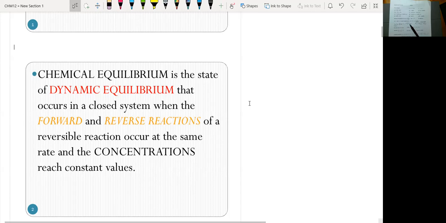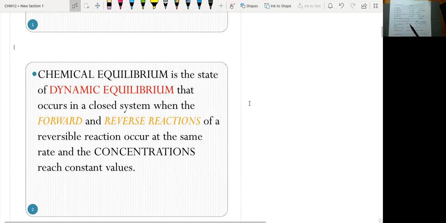This is the definition of chemical equilibrium that I like to use in my lectures. I found this one as the best definition that describes properly the meaning of chemical equilibrium, and I spent a good amount of time analyzing the meaning of every word of the definition. So let's go through this.